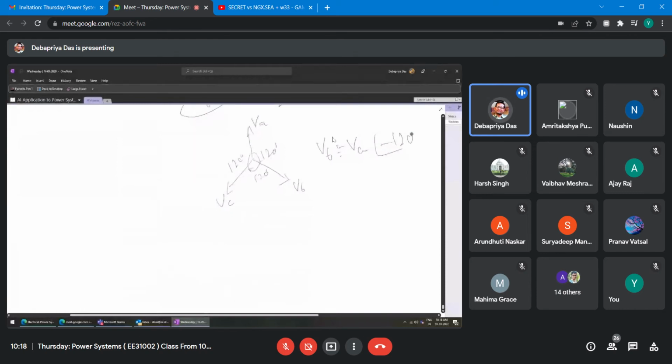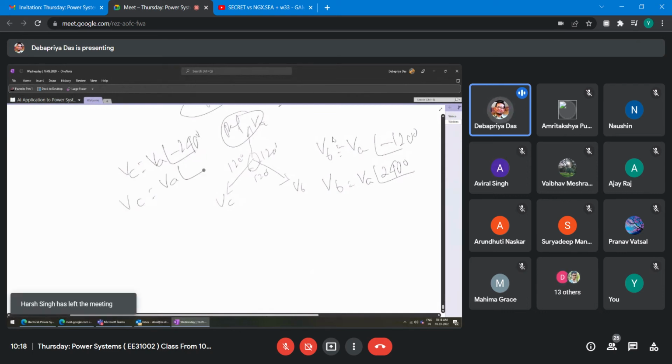Suppose this phase A is the reference. So VB is equal to VA angle minus 120 degrees. This one you can also write as VB equal to VA angle 240 degrees. Similarly, VC you can write as VA angle minus 240 degrees. That means VC is equal to VA angle 120 degrees, just adding 360 here.